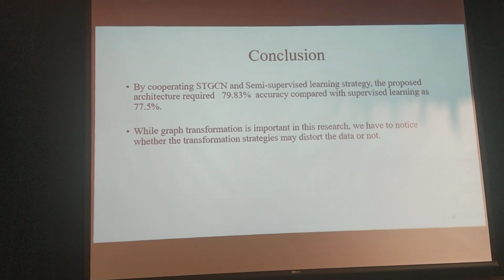For conclusion, by incorporating STGCN and a semi-supervised learning strategy, the proposed architecture achieves 79.83 accuracy compared with supervised learning at 77.5. While graph transformation is important in this research, we have to notice whether the transformation strategies may distort the data or not.